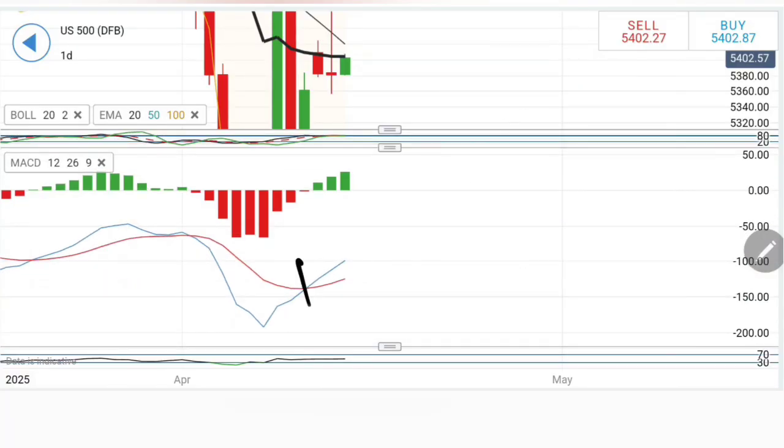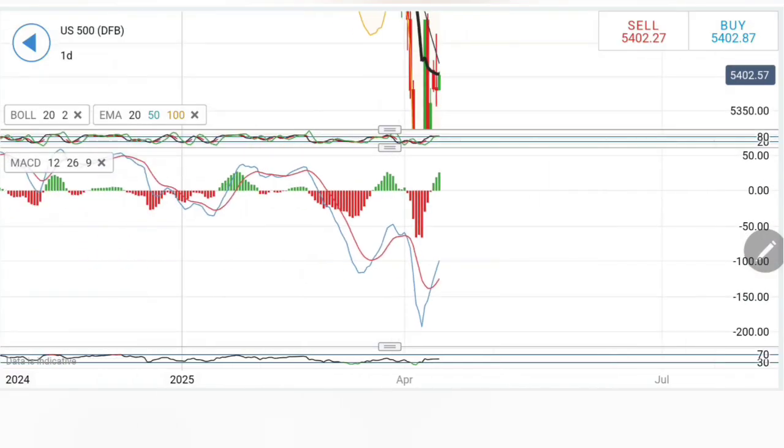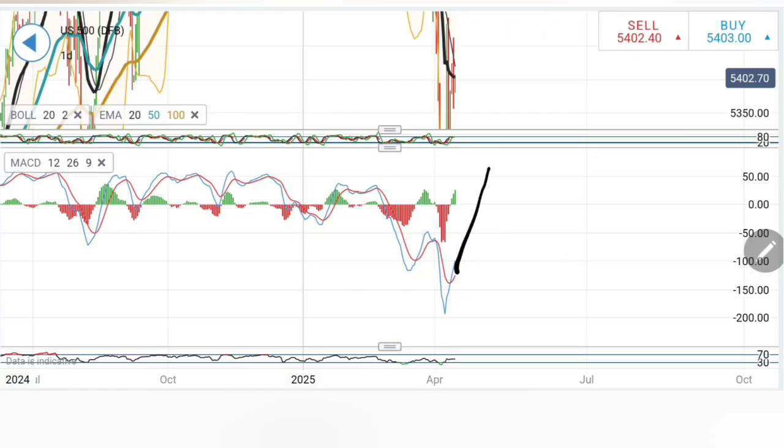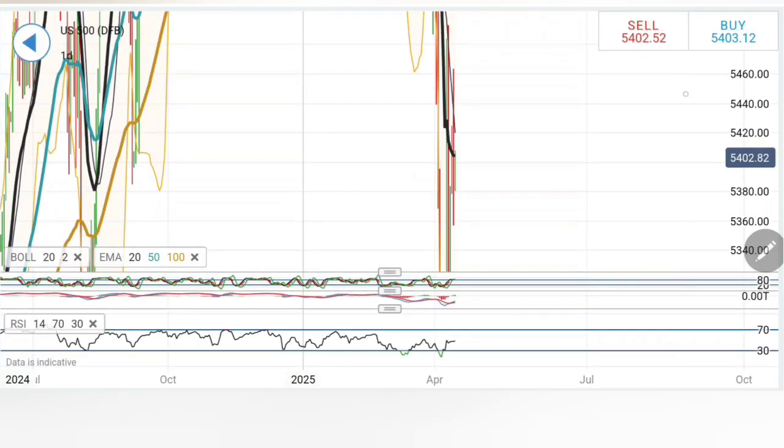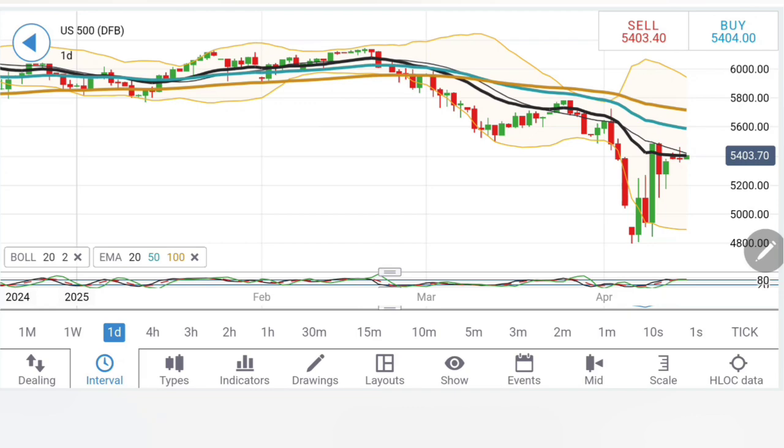Stochastic overbought. But interestingly, the MACD has crossed over here at the bottom, and this is supportive for further upward move on the daily charts. The RSI is flat. So looking at this, I will recommend you to buy at 5408 levels. Expect 5415, 5425, 5440, 5452, 5465. Once 5465 is taken, close your eyes, stay bullish for 5485, 5500.